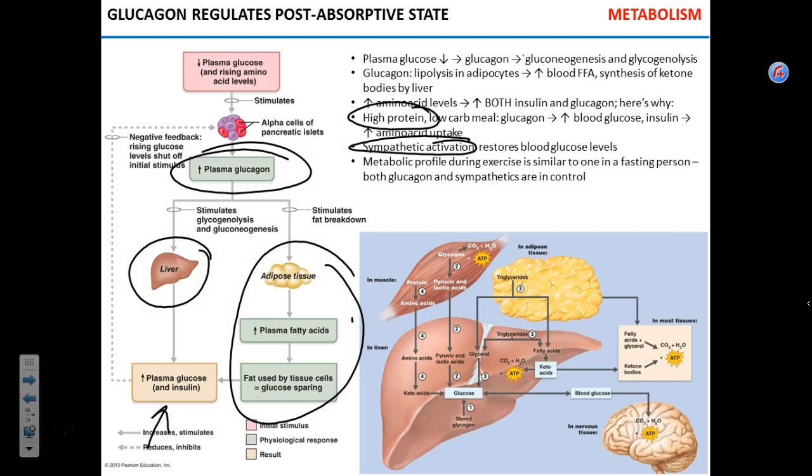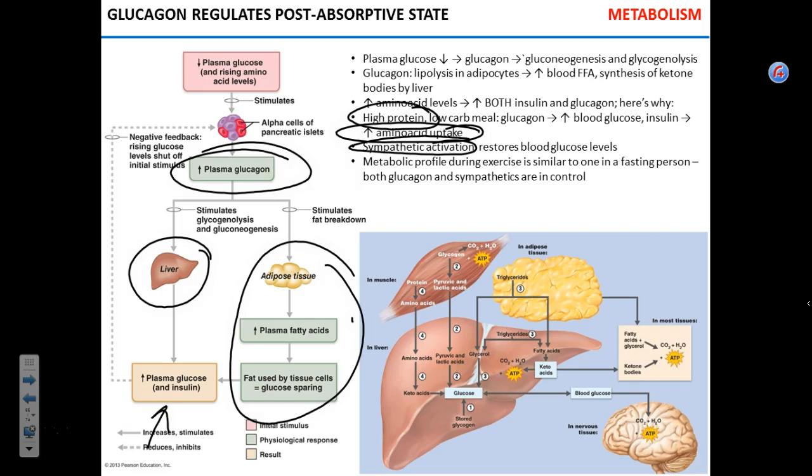In case of high protein, the effect is really interesting because it's high protein, low carbohydrate. So carbohydrates are low, right? Glucagon has to go up. You see, you consume a low carbohydrate meal, your blood glucose is low, okay? Glucagon goes up to increase blood glucose. But at the same time, you have high amino acids. High amino acids stimulate insulin. Insulin increases amino acid uptake. So that specific kind of meal will induce both hormones.